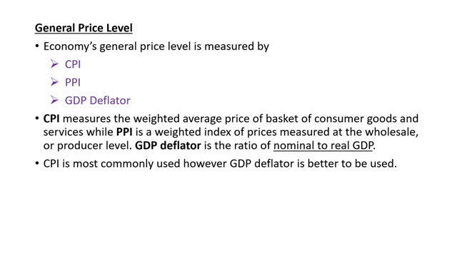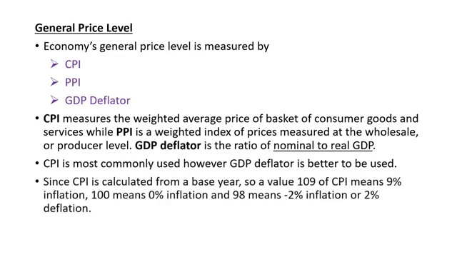Since Consumer Price Index, Producer Price Index and GDP deflators are calculated from a base year, so a value of 109 of, for example, CPI means 9% inflation, 100 means 0% and 98 means minus 2% inflation or 2% deflation. This is compared with base year.